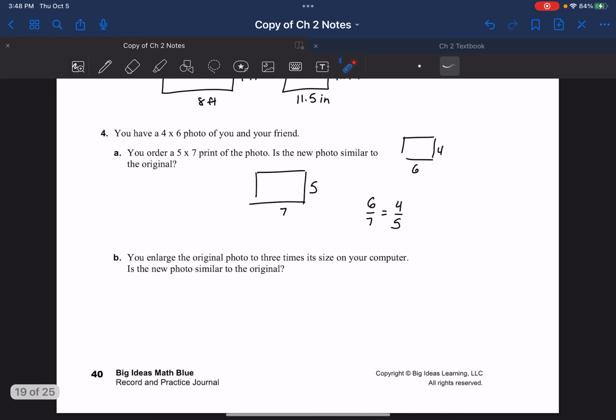B says you're going to enlarge that original picture to 3 times the size on your computer. Will your new photo be similar to the original? Yes or no, and maybe tell me why.